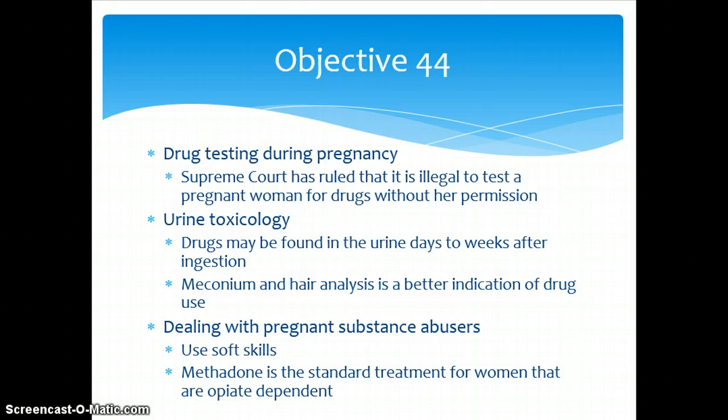Dealing with pregnant substance abusers, again using your soft skills, looking at box 13.8 on page 332. And methadone is the standard of treatment for women that are opiate dependent. Now again, there are side effects of using methadone for the developing fetus and offspring, but it is the standard of treatment instead of having the individual use opiates.